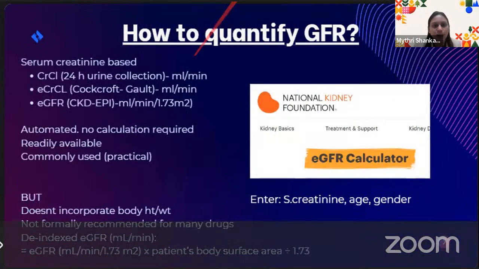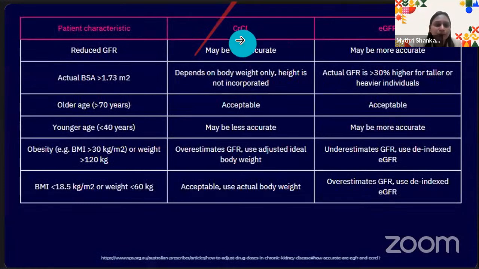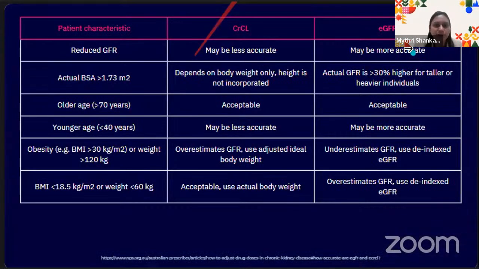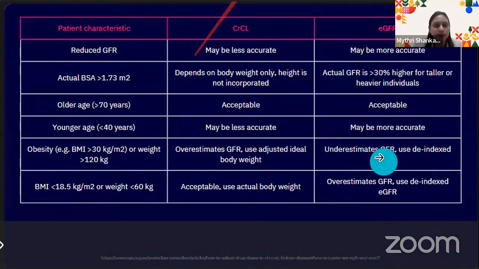This is the eGFR calculator that I was talking to you about. What is important is if you're using the creatinine clearance equation, you have to know that if you're taking an obese patient, then it overestimates the GFR. So we have to use adjusted ideal body weight if it is the creatinine clearance method. And if you're using the estimated GFR method, it will underestimate the GFR. So we have to use the de-indexed eGFR method.